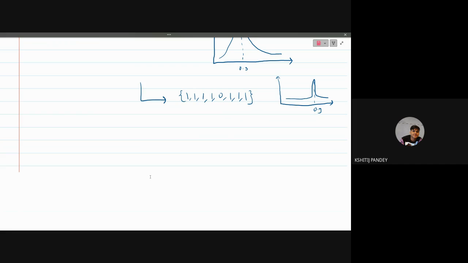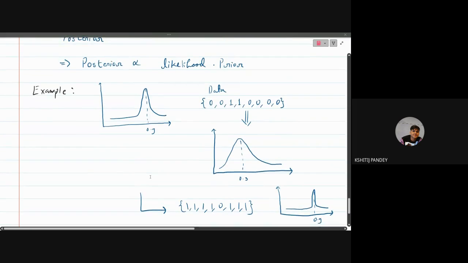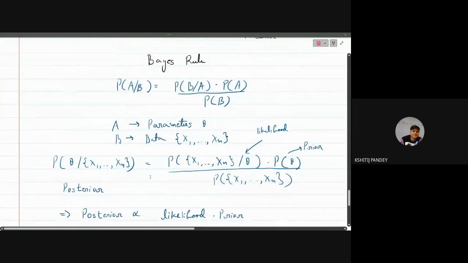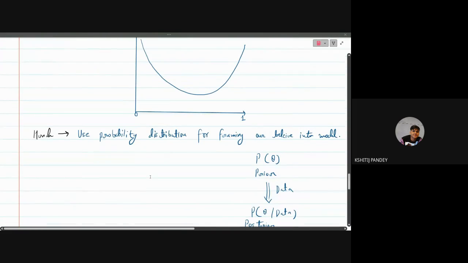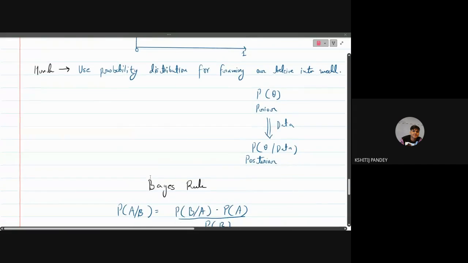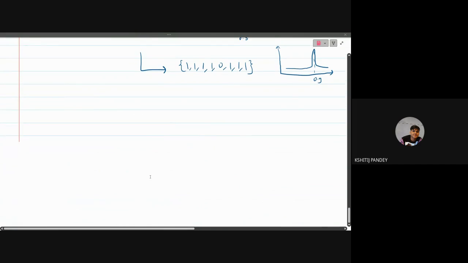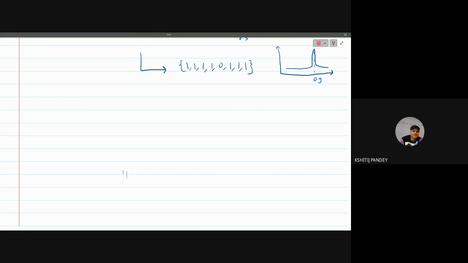So now let's talk about what can be a good prior. Well, here we had this random graph of prior. So when we are dealing with Bernoulli distribution, and when we want to find the unknown parameter using Bayesian estimation, then a good prior will be your beta distribution. And why? Let's talk about that. Good prior.